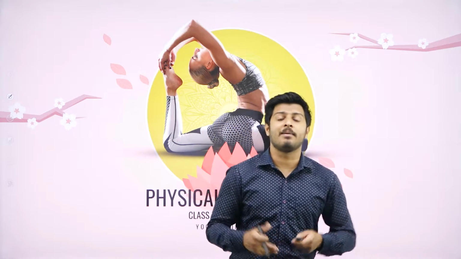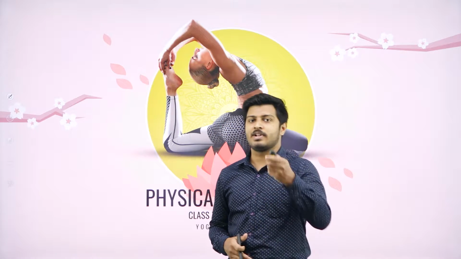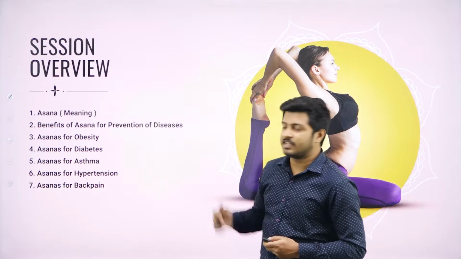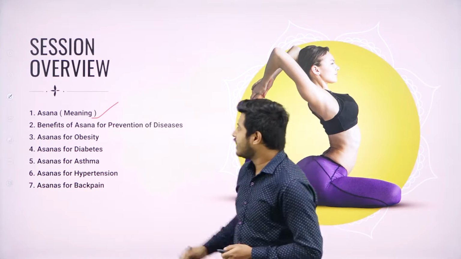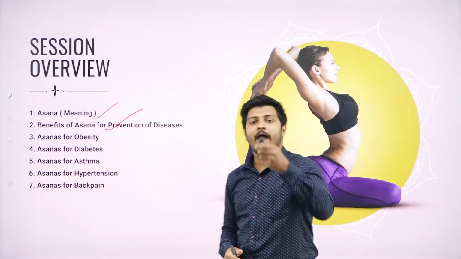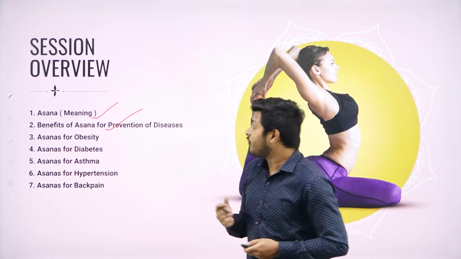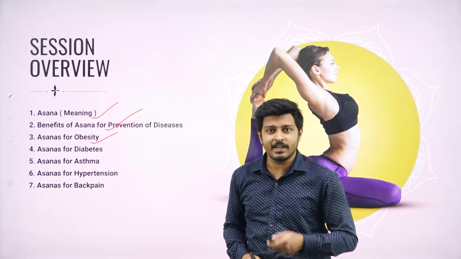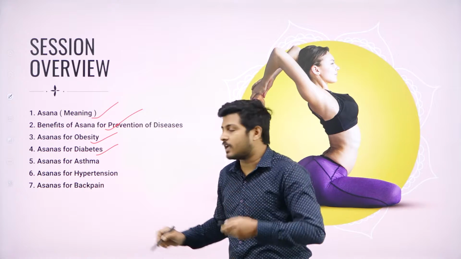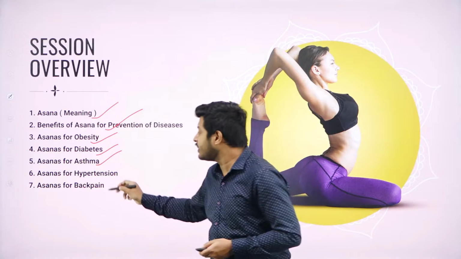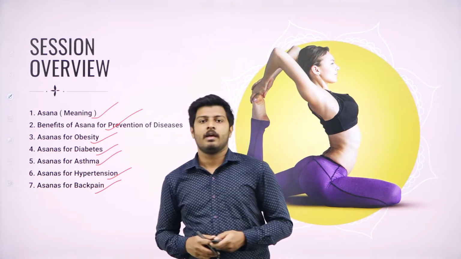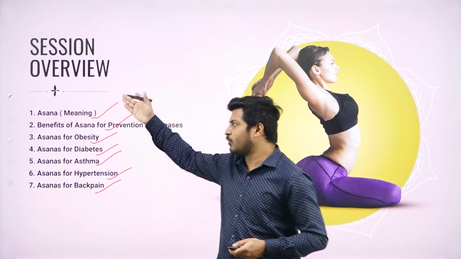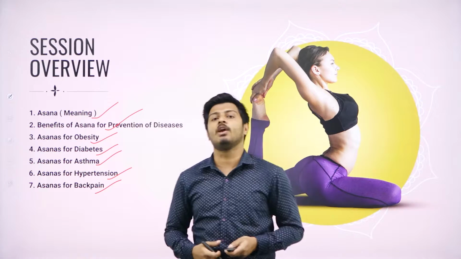Now, before we get into this session, let's see what all things are covered in this. So let's have a chapter overview. As you can see, first we will be covering meaning of asana. After that, we will be proceeding with benefits of asana for the prevention of diseases. Then we'll move forward with asanas for obesity, asanas for diabetes, asanas for asthma, asana for hypertension, and finally we'll conclude the whole topic with asana for back pain. Now, let's jump into each one of them and try to understand the whole topic in depth.